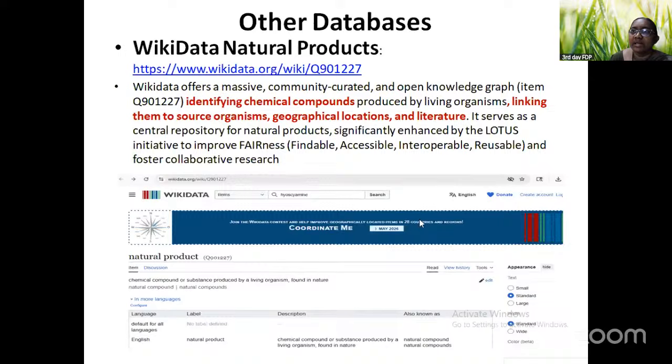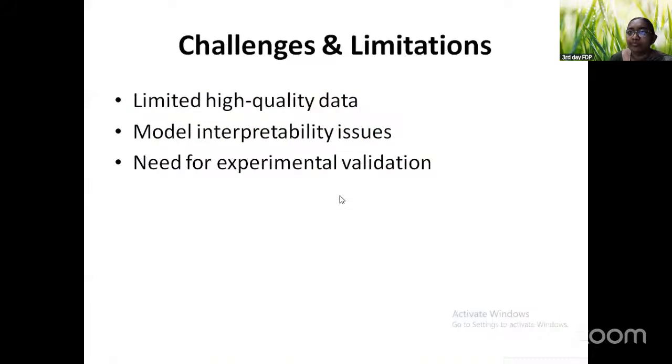So Wikidata natural products, this is for identifying the chemical compounds with respect to the organisms or geographical locations or the literature. So this is the website page. Here we have to search in the browser for whichever plant material the compound we are requiring.